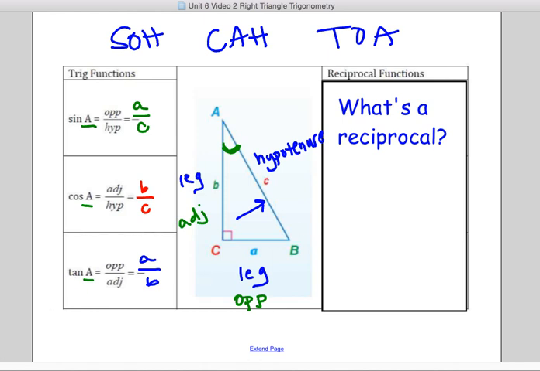Then we need to talk about the reciprocal functions. Well, what is reciprocal? If I ask you to tell me what's the reciprocal of 3 over 4, the reciprocal is 4 over 3. So the reciprocal functions means you just flip it. Okay, so the reciprocal function of sine of A is going to be C over A, or hypotenuse over opposite. So just everything flips. Okay.